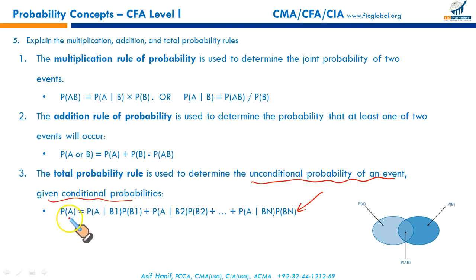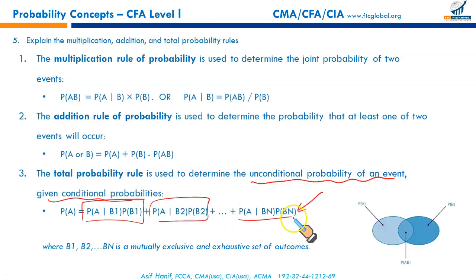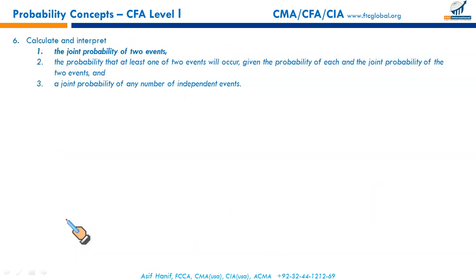Probability of event A is equal to probability A given B1, into probability of B1. This is the first leg of the tree. Probability of A given B2 into probability of B2, and so on till you get all the events under consideration. So B1, B2, and so on, these are the mutually exclusive and exhaustive sets of outcomes. So their result final will give you the unconditional probability of A. We will discuss this all in this example, and then of course we will apply this concept in the questions as well.